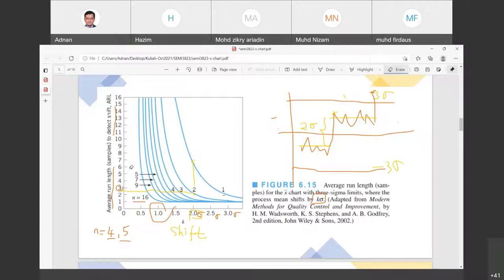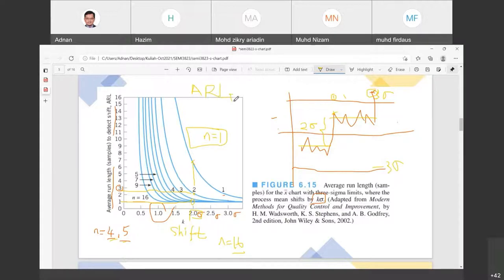You will detect after 7, meaning that 1, 2, 3, 4, 5, 6, 7, only here you can detect. It takes longer time to detect if you have small n, n equal to 1. But if I take bigger n, for example, n equal to 16, it's a lot, every sample you take 16. Normally we take only 4 or 5, but now let's say we take 16. You're going to detect immediately. The first time they're out, we already detect. So n will influence the detection of ARL 1.